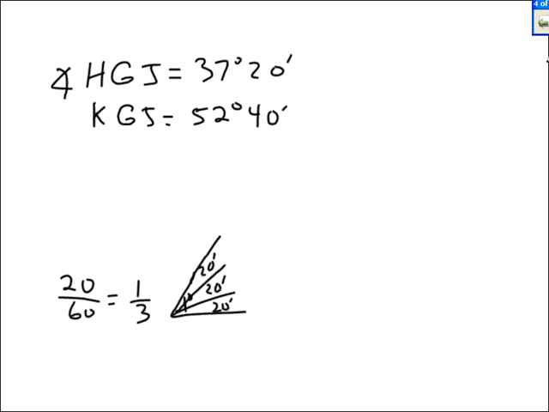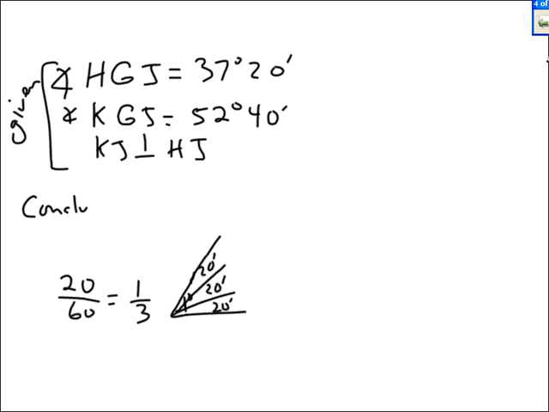Okay, so you're given this, and you're given that KJ is perpendicular to HJ. That is exactly what you are given. And you're asked to conclude the following, that angle HGK is congruent to angle HJK. Show that those two angles are in fact congruent. Okay.